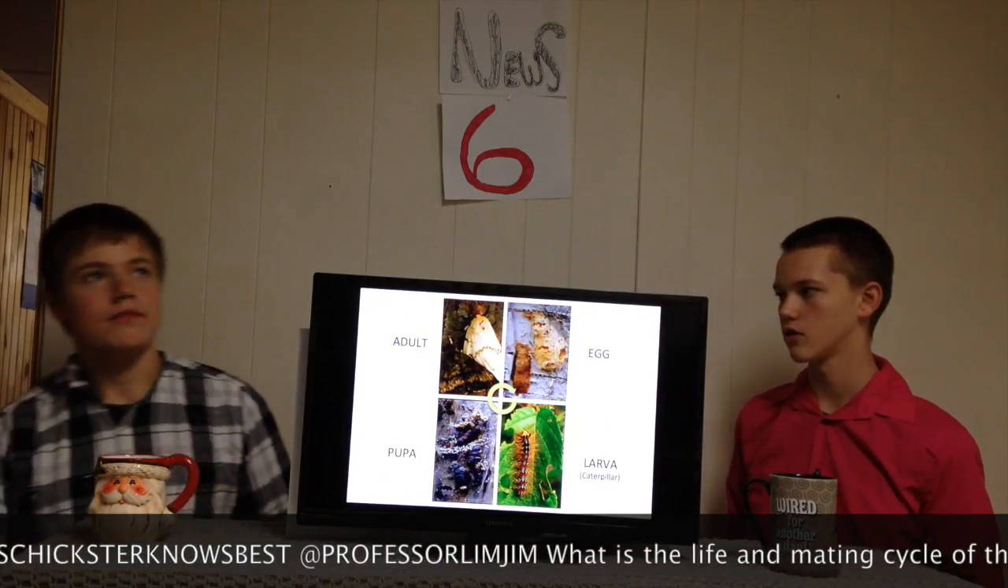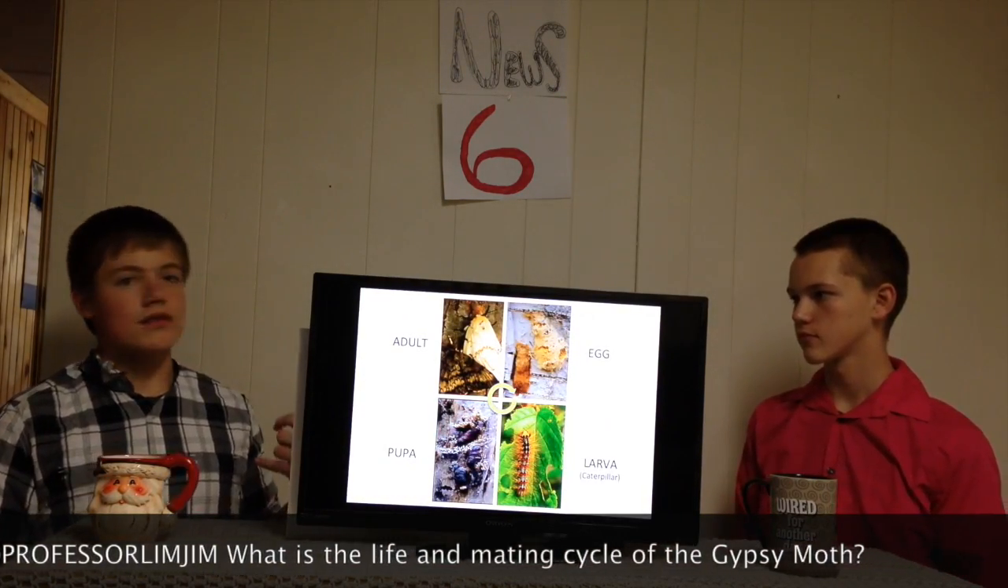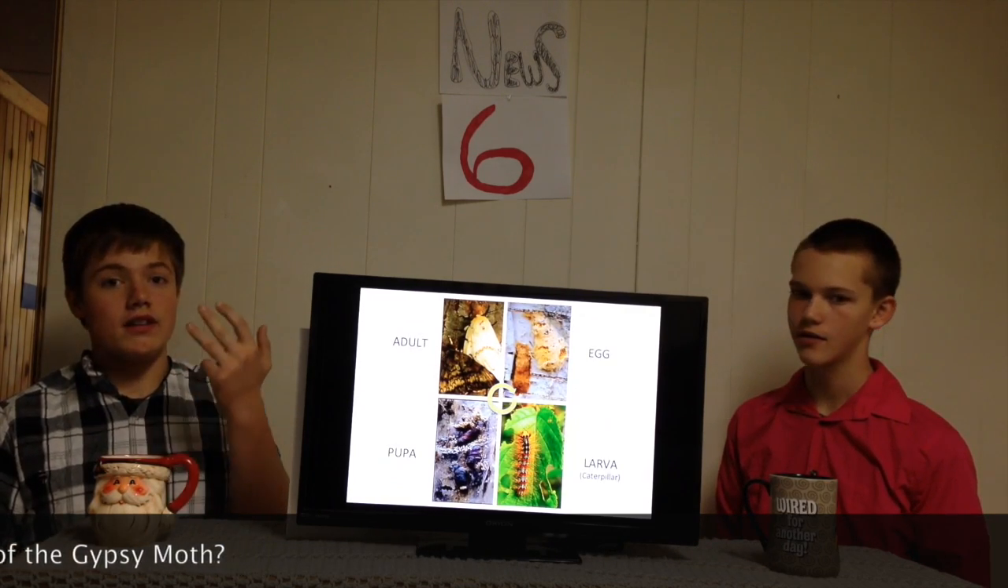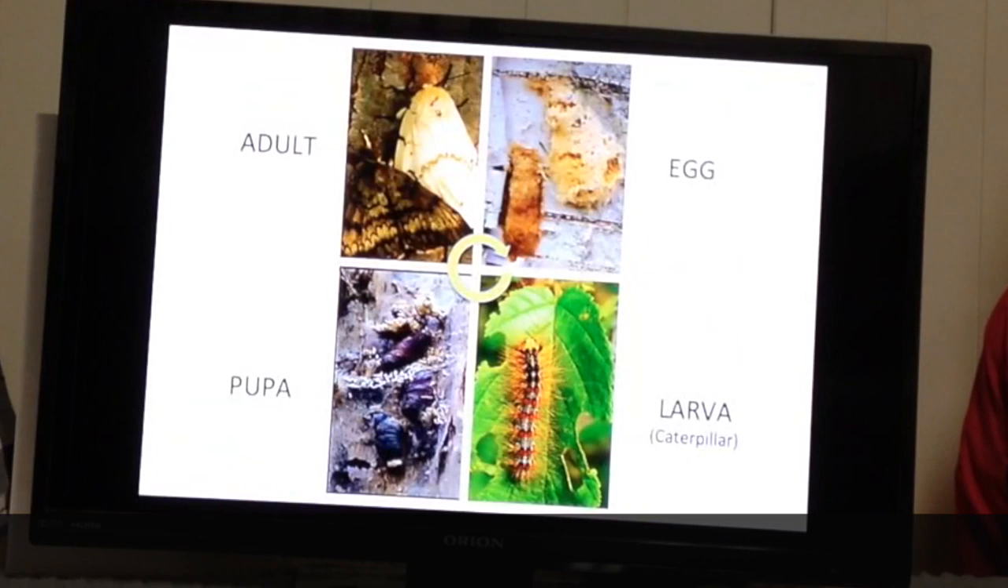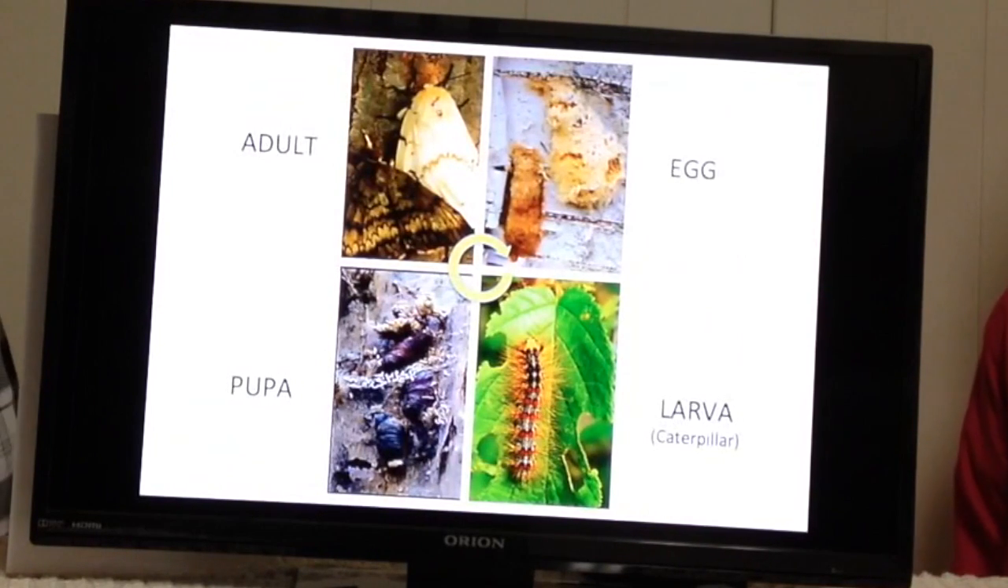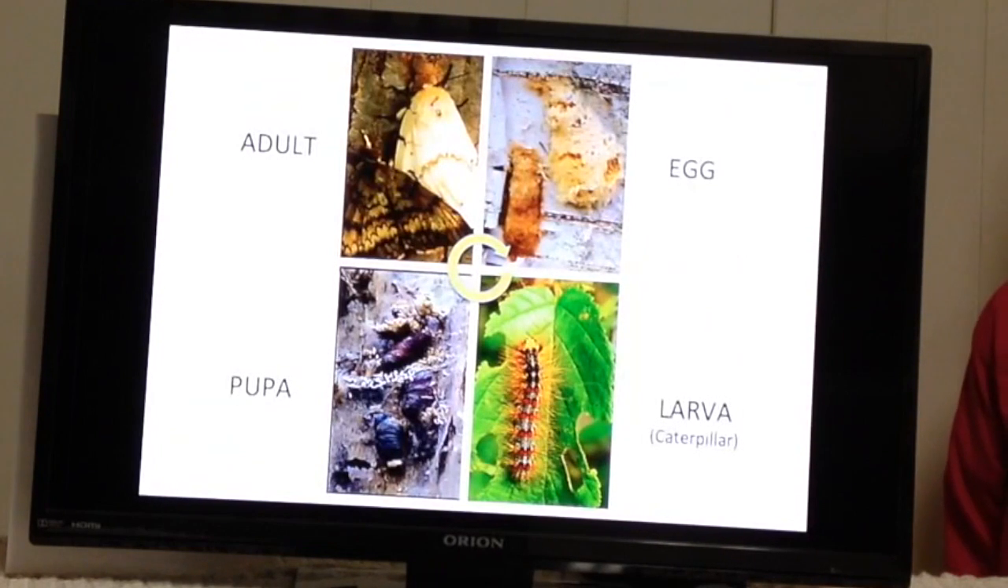Well, the life cycle starts out with 4 stages of development, right? So you get the egg, then you get the larva, then you get the pupa, and then finally the adult. 4 stages. And what about some mating stuff? Well, that's an interesting topic. After the females and the males mate, then they die. They die after their eggs are laid.